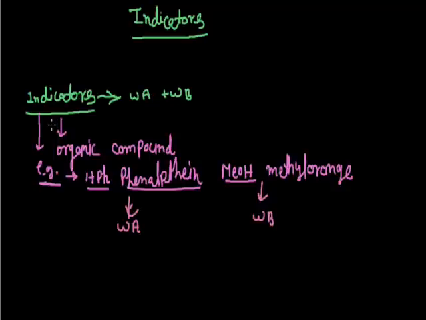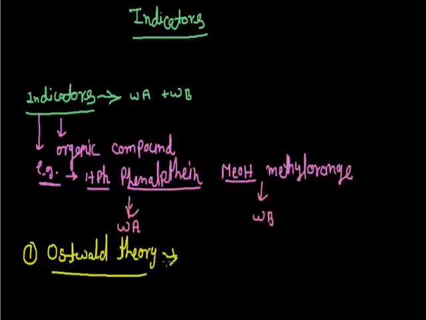From time to time, different theories have been proposed for the color change of indicators. We will discuss some common theories. First, the most important common theory, called the Ostwald theory. According to this theory, the color change of indicators is due to their ionization process.